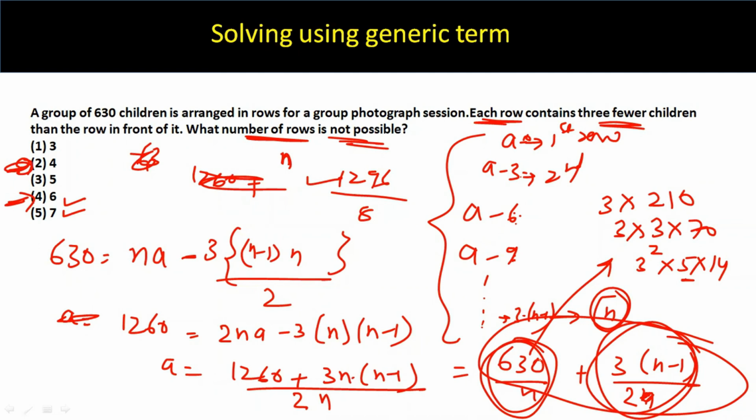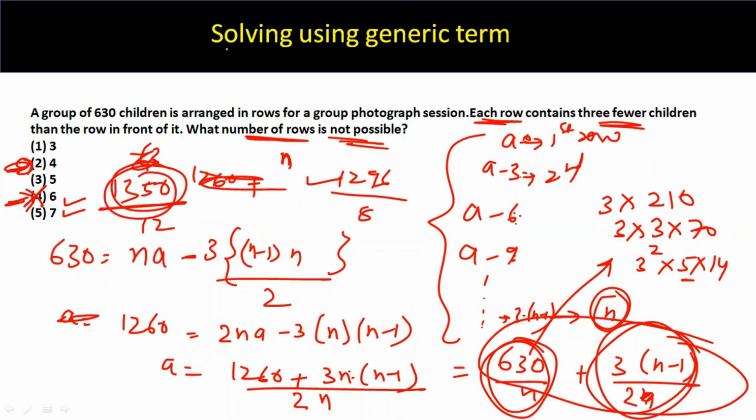Because if you put n equals to 6 here, you can check. ये कितना हुआ? 6 into 5, 30, 30 into 3, 90. 60 plus 90 is 150, divided by 12 is not an integer. Then this is not divisible by 4. Hence, n equals to 6 is not possible.